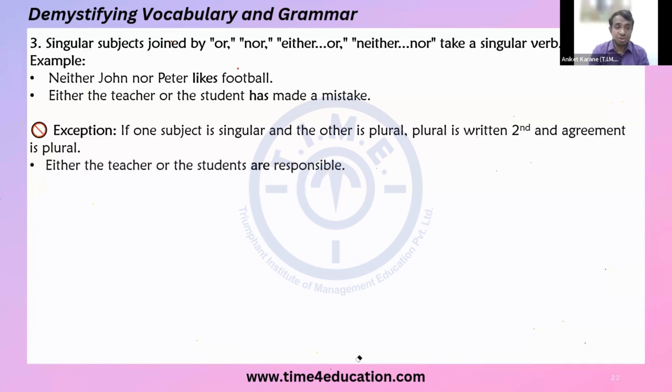So, either the teacher or the students are responsible is the correct way of putting it. You can't say either the students or the teacher. That's incorrect to write. So please remember, whenever either-or, neither-nor are joining two subjects, singular and plural, write the plural second and then make the verb agree with that second plural subject.